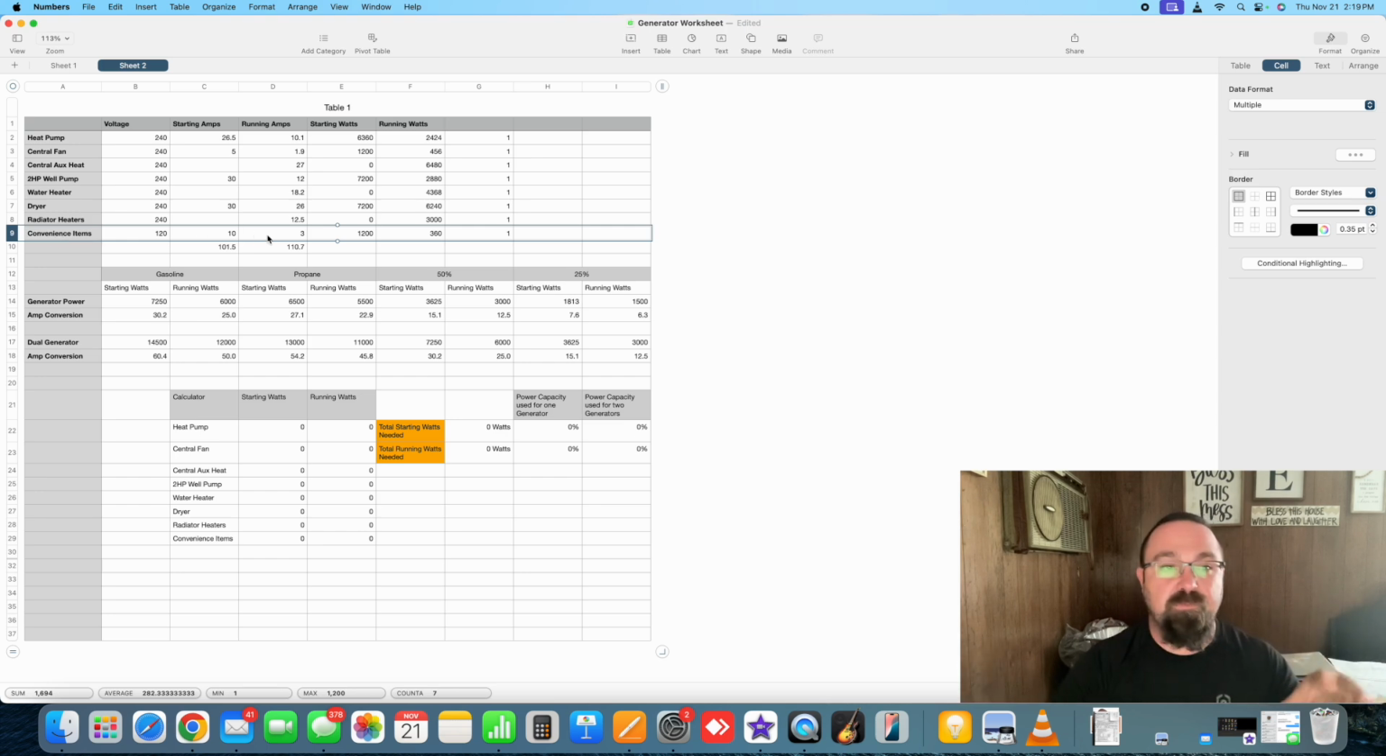And this was the differential. So it's starting at 10 amps and then it runs 3 amps is all the convenience items are. It's very, very little power.